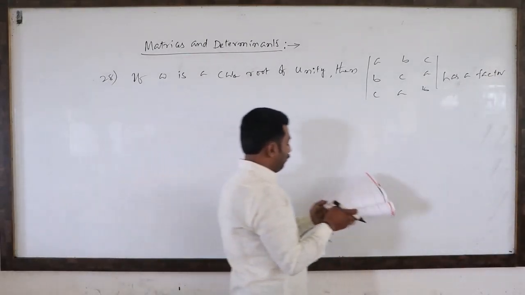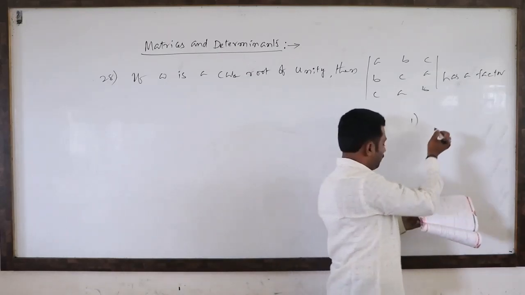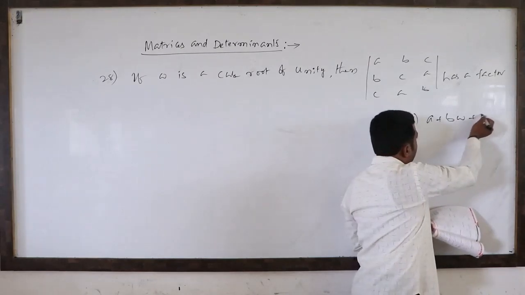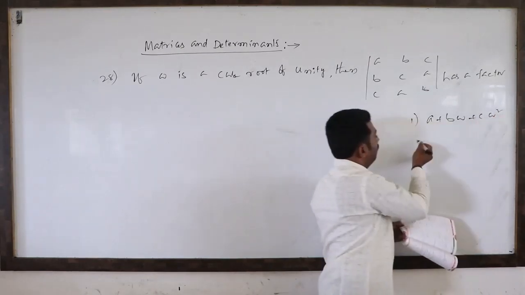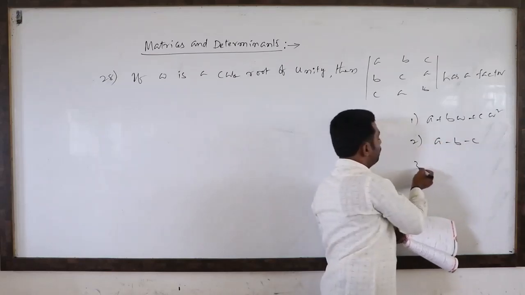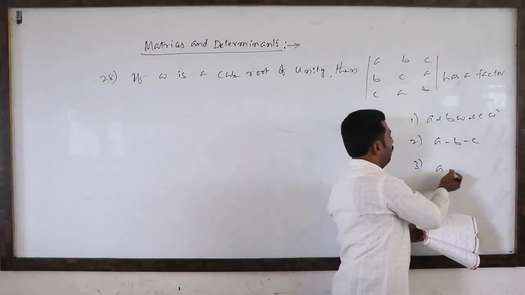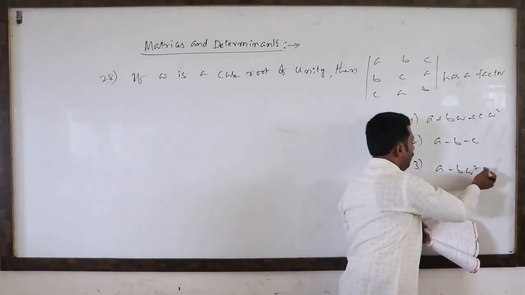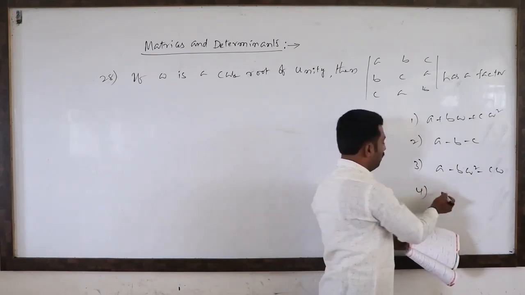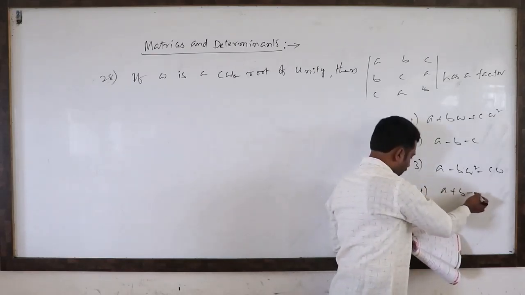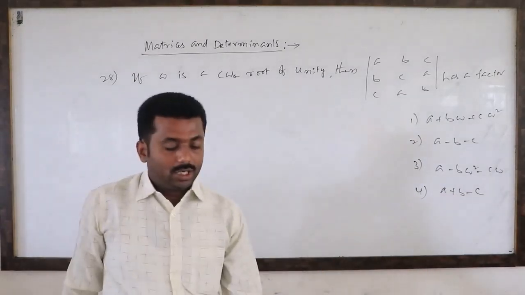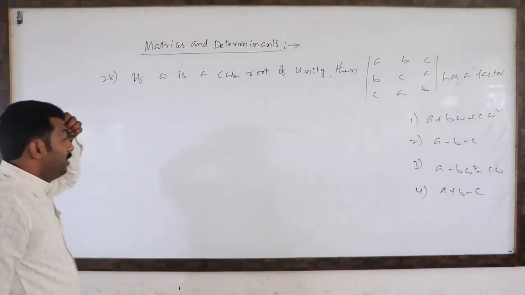Then, if we observe the 4 options: first option is A plus B omega plus C omega square. Second option, A minus B minus C. Third option, A minus B omega square minus C omega. Fourth option, A plus B minus C. So this is a complex numbers concept, a related concept.